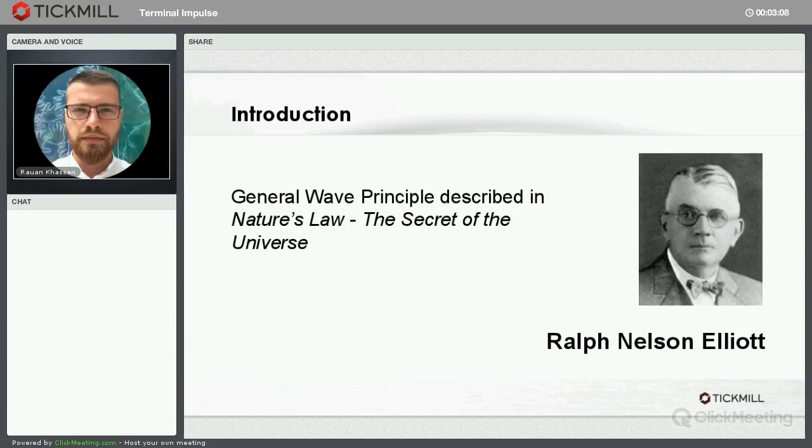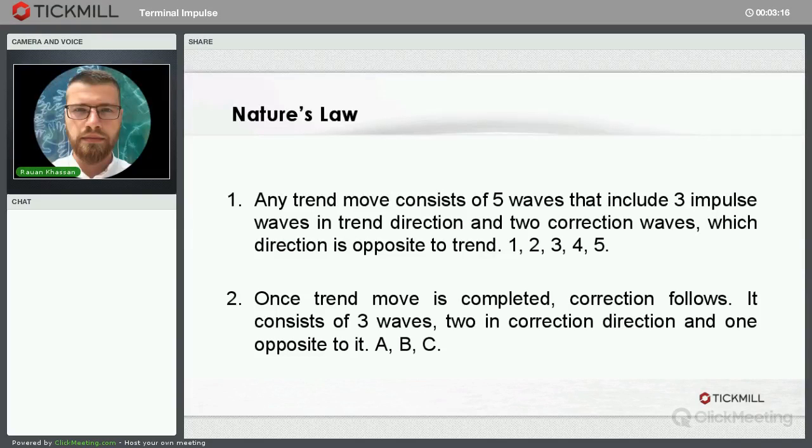As you may imagine from his work's name, the general application of his theory is rather universal. So let's see how nature's law fits into financial markets. The first general conclusion is that any trend move consists of 5 waves that include 3 impulse waves in trend direction and 2 correction waves, whose direction is opposite to the trend. As a rule, they are counted with numbers from 1 to 5.